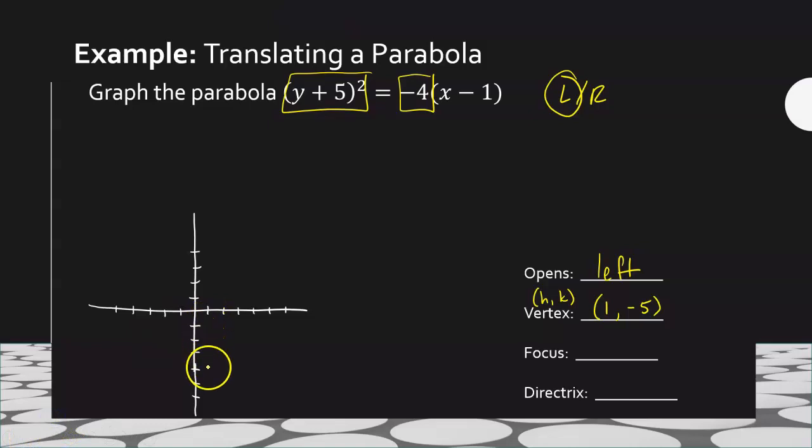So 1, 2, 3, 4, 5. That's where our vertex would be. And I also know it's going to open to the left. So it's going to look something like that.